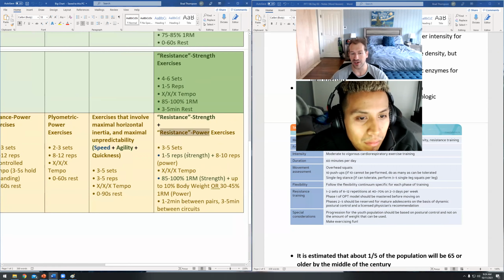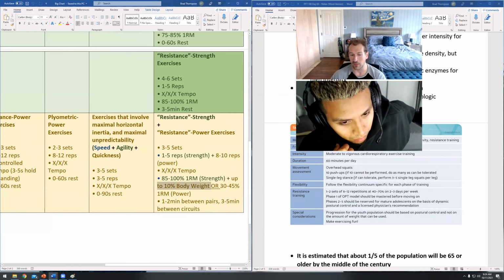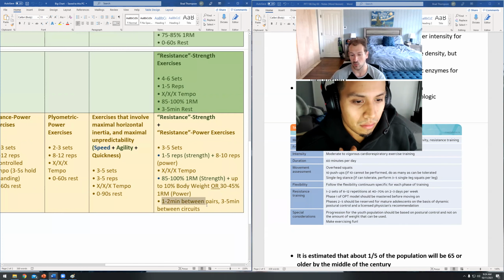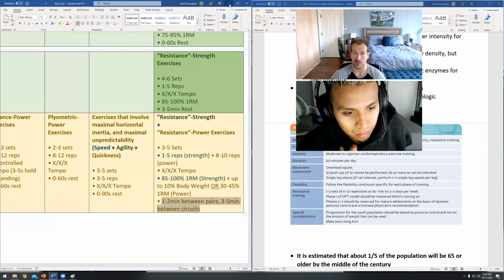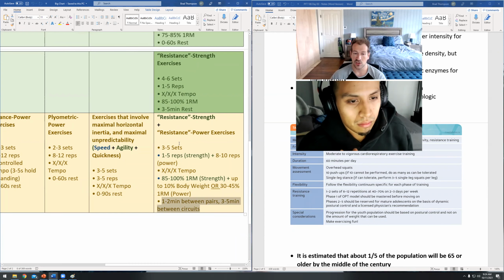You do these power exercises for 3 to 5 sets. You do about 8 to 10 repetitions at the most, super explosive tempo, and you do it at up to 10% of your body weight, or maybe 30 to 45% of your 1 rep max. And you take this big, long 1 to 2, or maybe 3 to 5 minutes of rest afterwards. That's high intensity power. So we wouldn't do that this way with our youth clients.